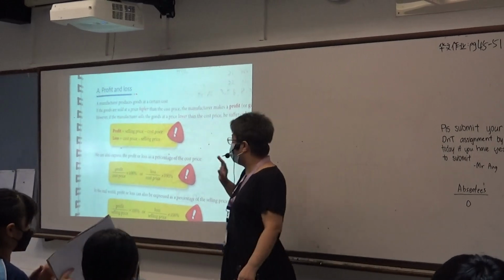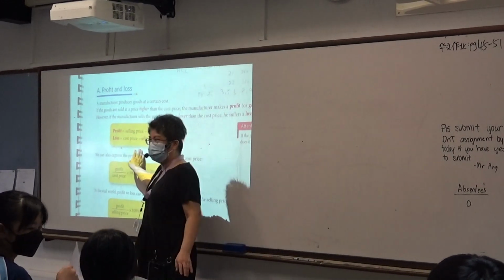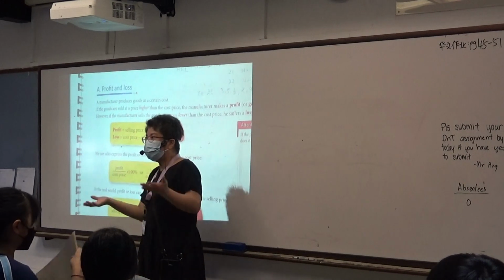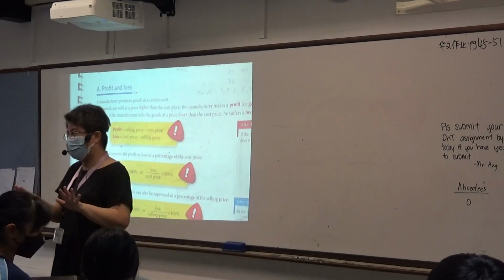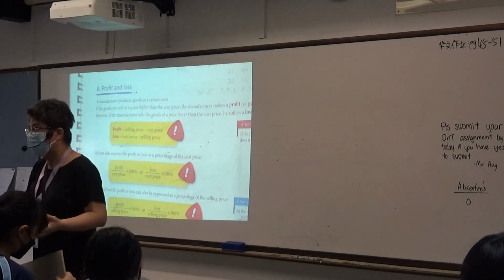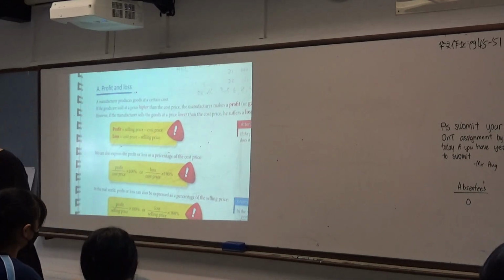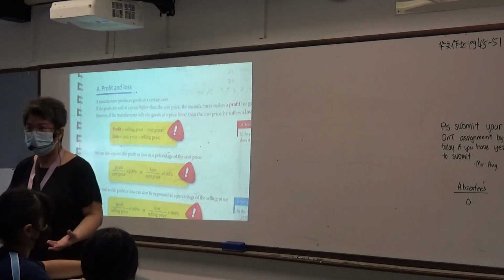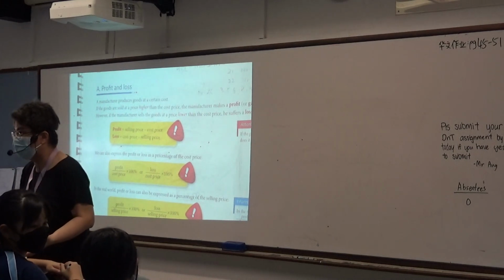Okay. So there's no need to go and memorize all this. You should know, let's say I buy something for $10, then I sell at $12. Of course, it's a profit. Now, if I buy at $10, then I sell at $5, then of course I make a loss of $5.